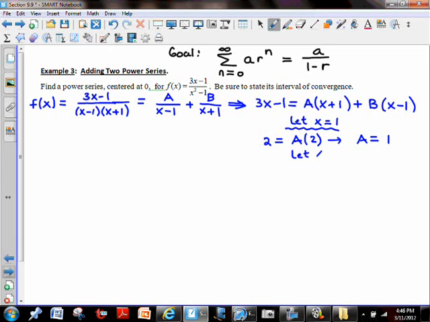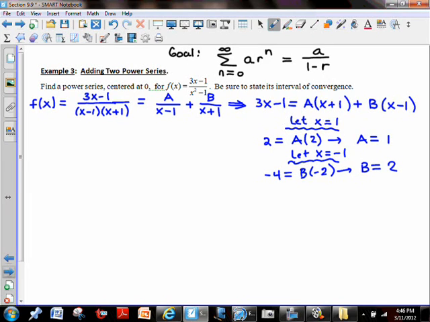And on the other hand, if we were to let x be something like negative 1, we would end up with negative 4, right? 3 times negative 1 minus 1 on the left side would be negative 4, and we would have an A times nothing, 0. A is going to drop out, right? No sense in writing it if it's going to drop out. But the B value is going to be multiplied by a negative 2. And of course, that's going to yield a B coefficient of positive 2.